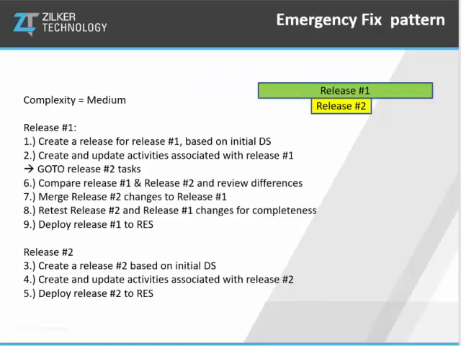Now when we talk about the emergency fix pattern, it's the whole idea where you've started a release at point time 0 and you've done a certain amount of development of that release when you discover that you've got a new set of changes that have to go into production perhaps, and they have to start somewhere in the middle of release 1, and they're going to finish before the end of release 1.